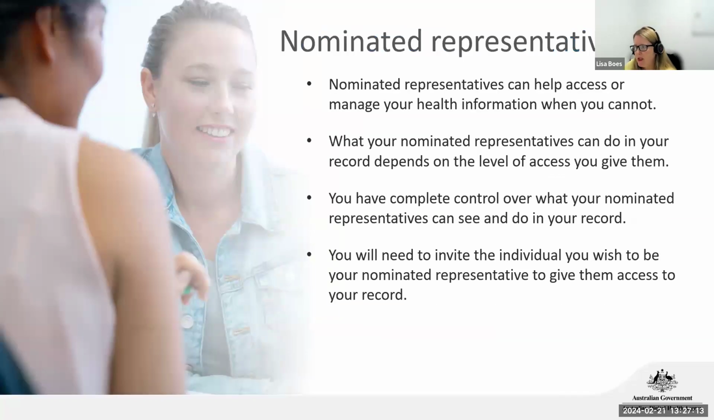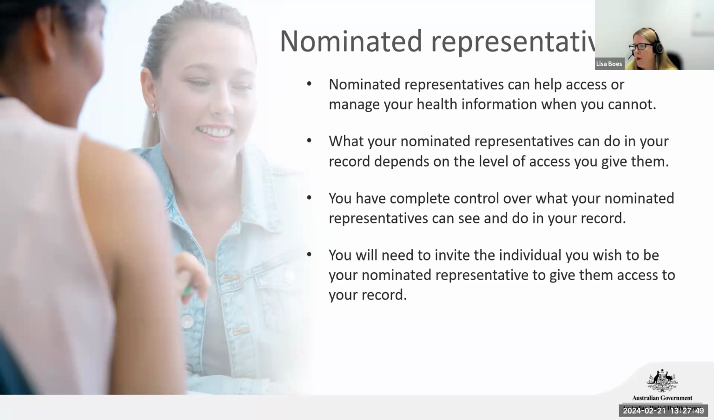Now we're going to look at the other type, which is the nominated representative. Nominated representatives are people that the My Health Record holder or the authorised representative of the My Health Record holder can invite to help manage the My Health Record. This is a person they trust, and there is no limit to the number of representatives that a My Health Record holder can have. Having a nominated representative is especially useful for older Australians who require assistance, people with disability, and people who speak English as a second language.